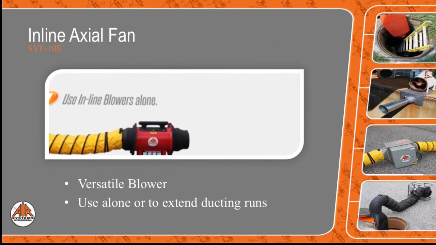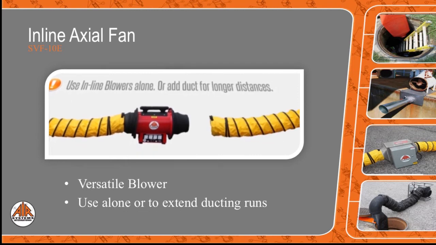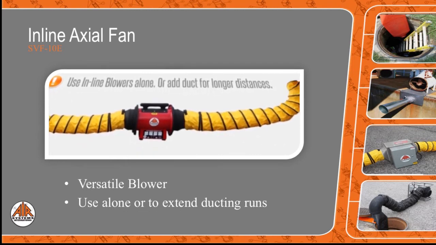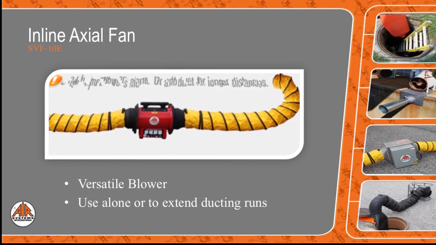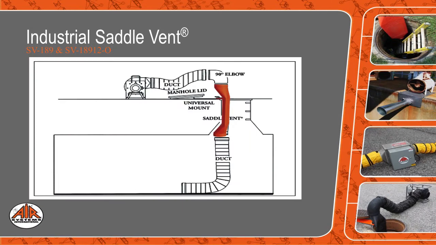Once again, versatility is an important point in ventilation selection. The inline axial fan can be used alone as a standard axial fan or can be used inline to extend ducting length for longer ducting runs. Blowers, fans, and ducting are not the only things you should research when selecting your confined space ventilation equipment. Choosing the appropriate confined space ventilation accessories can save time and money while adding to worker safety.